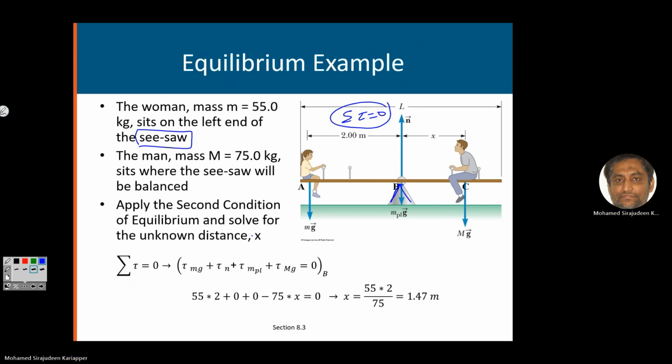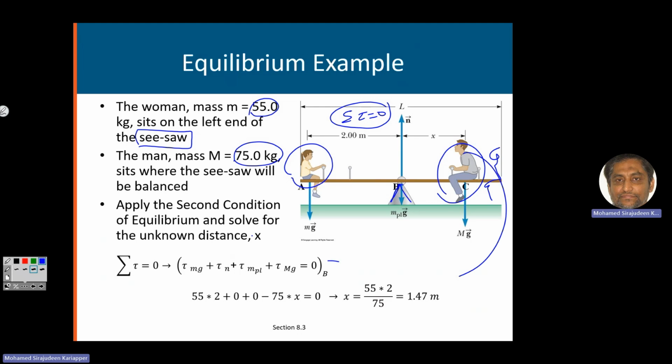So here we have two people sitting either side of this seesaw. A woman is sitting, her mass is 55 kilogram. The man is sitting, his mass is 75 kilogram. So he is heavy. So if they sit the same distance on either side of the center, it is not going to be in equilibrium, right? Because this guy is heavy. Suppose he sat here, then there will be no balance. It will rotate clockwise.